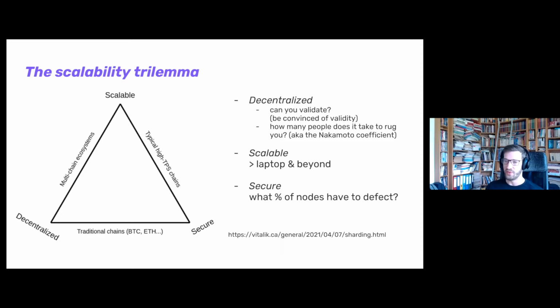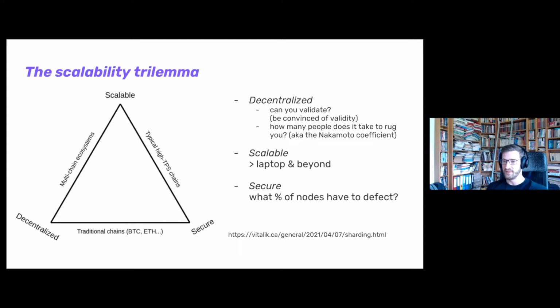So those are the 3 properties, and then you can see a few trade-offs. The classical trade-off is to have decentralization and security, but not scalability. So that's Bitcoin and Ethereum. Then you can have multi-chain ecosystems. These are decentralized and scalable. They're scalable because it's a lot of small blockchains that talk to each other. It's scalable because you can always add one more blockchain. It's decentralized because there's a lot of validators across all the different blockchains. It's not secure because if any blockchain is compromised, then the whole thing is sort of compromised.